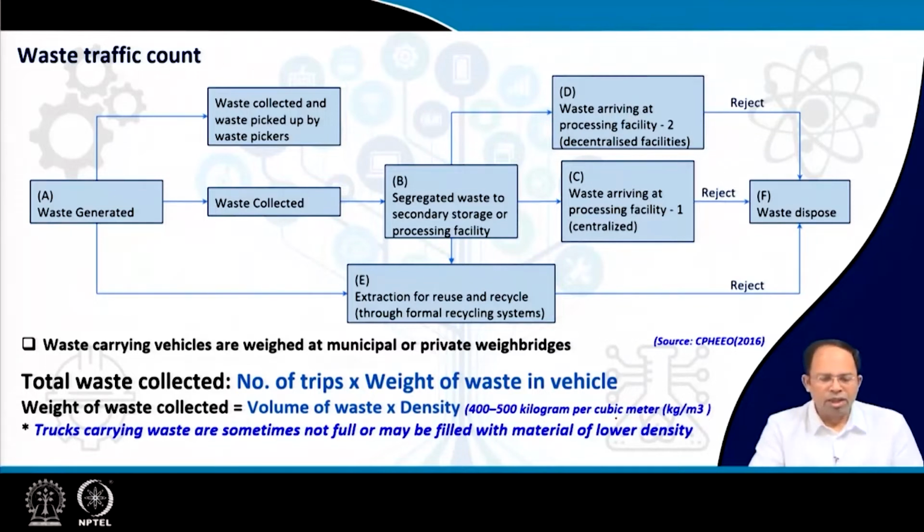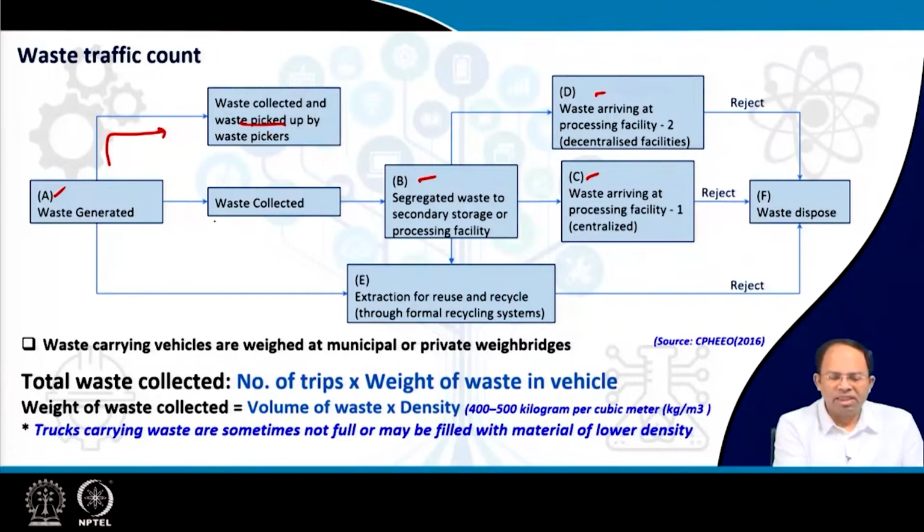So this figure shows that at each of these stages, A, B, C, D, we have to measure the quantity of waste. For example, at B, waste is generated. So this is a generator. From there, some waste is picked up by waste pickers. These are people coming directly to your house, buying some waste from you. So this waste is not entering the municipal stream. The waste which is collected.